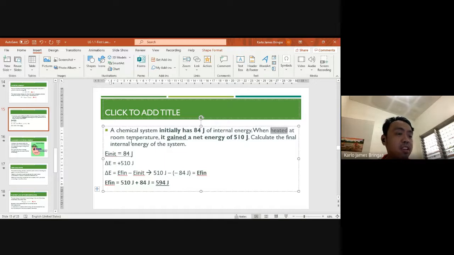So actually, the way that our system works, it already has internal energy of its own. But when you try to transfer energy into or out of the system, ang value ng internal energy pwedeng magbago. Galing sa initial value na 84, pwede siyang tumaas into 594. Pwede ring baliktad, so the system might have lost some energy, and so the final na internal energy is less than the original.